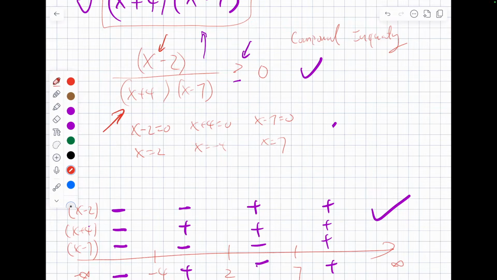So those are the very tricky things that you have to figure out. So when you're writing a domain, do you use parentheses or brackets?